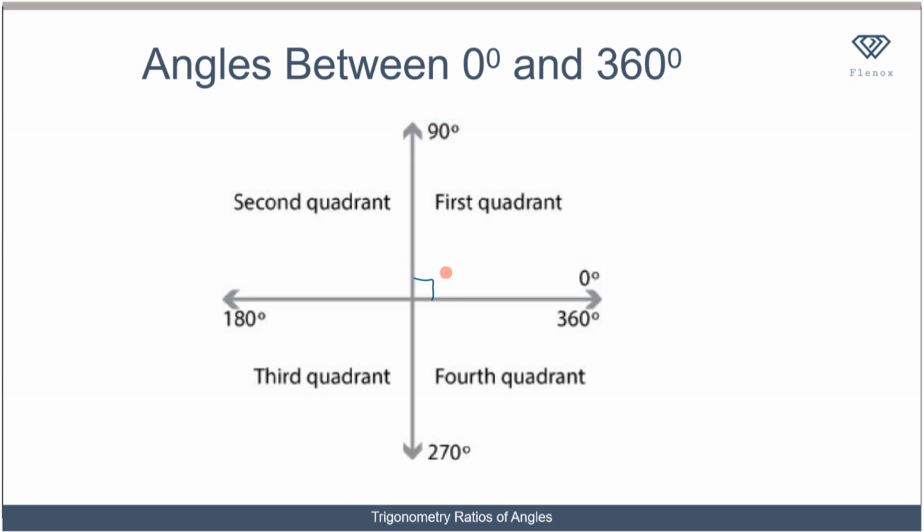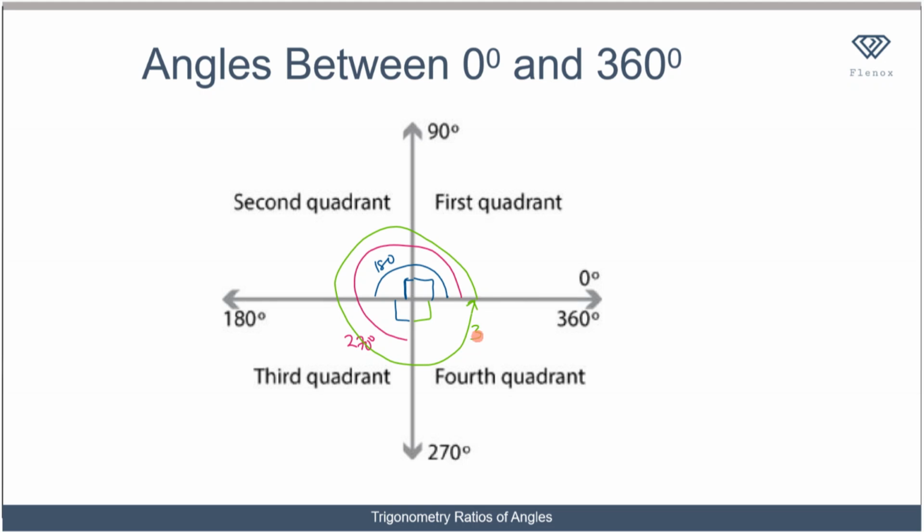90 degrees. If I move from this point over here to this point over here, I can see that it's made up of this right angle over here and this right angle over here. So that will be equals to what? 180 degrees. Now if I move on to this section over here, then what do I have? I have an angle from here to this point over here, and that is equals to 270 degrees. And finally, if I move from this point to this point, like I move round, I have what?